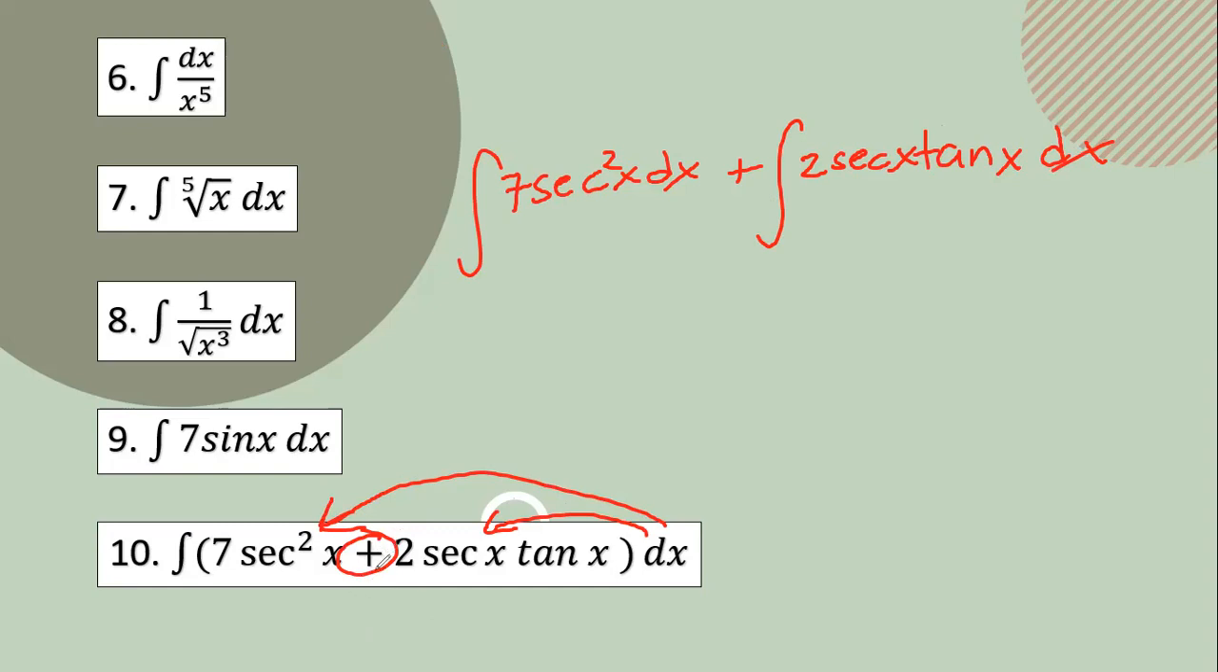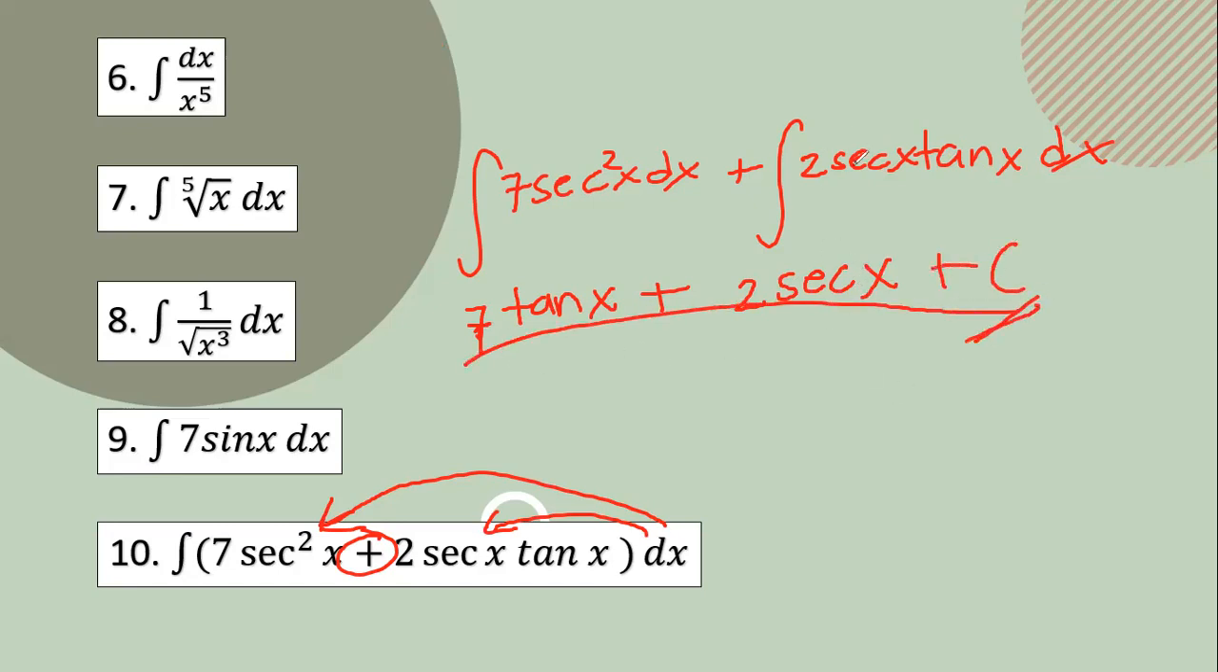Addition na operation. So we have integral of 7 secant squared of x. Labas natin si 7. Integral na lang ni secant squared, that is tangent x. Plus 2 multiply to the integral of secant tangent. Ang integral ni secant tangent ay secant x. Okay? Plus c. That will be our final answer. As simple as that. So sinunod ko lang yung rules in integration or anti-differentiation.